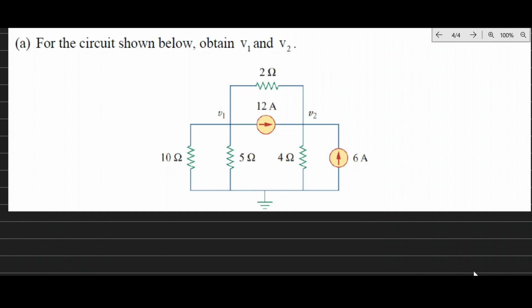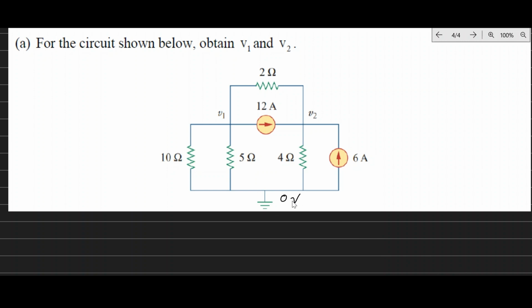Once you identify the nodes, assign the reference node. A reference node is a node whose voltage is zero. It's at zero potential. Fortunately, here the reference node has already been assigned with a ground symbol, meaning that the voltage of this node is 0 volts. Then you have to find the voltages of the other nodes.